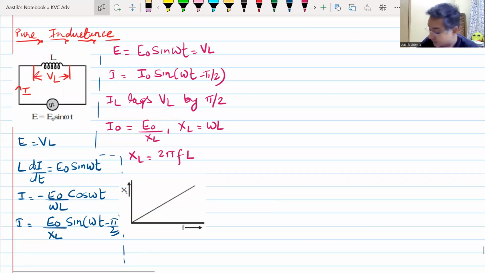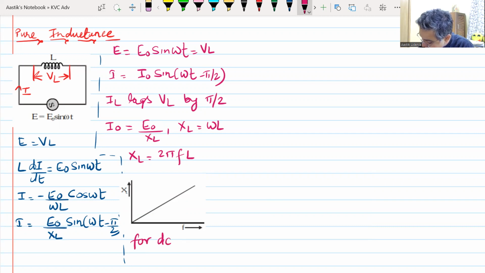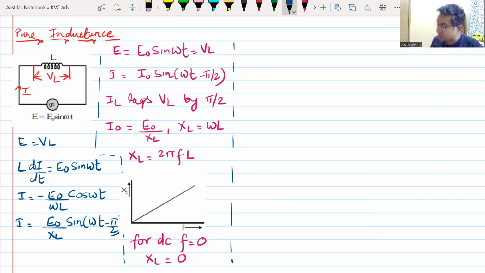Yes. For a DC circuit, your f is equal to 0, and therefore your XL would be equal to 0, and that is why it behaves just like a short circuit. Do we remember this? Yes. Everyone remembers this, yes or no?